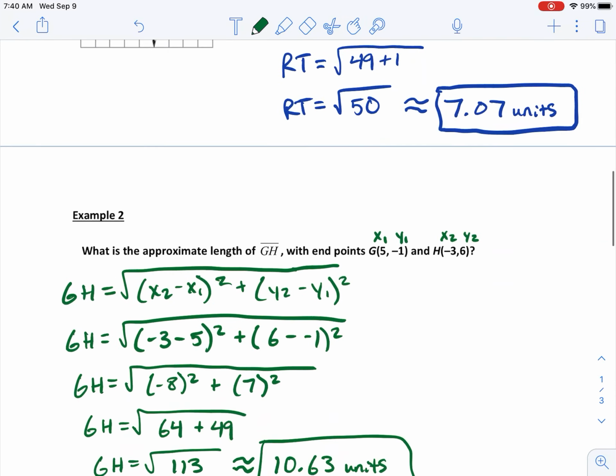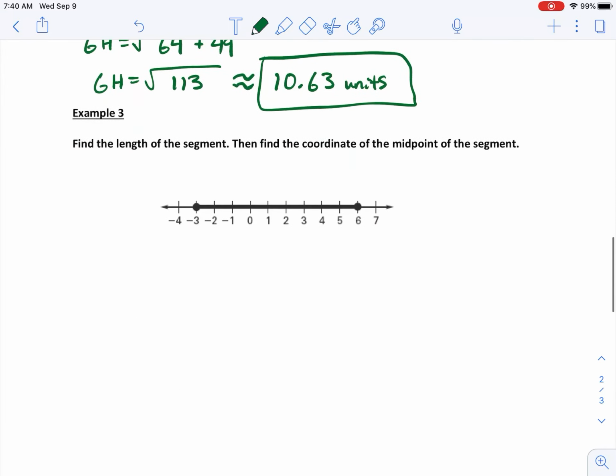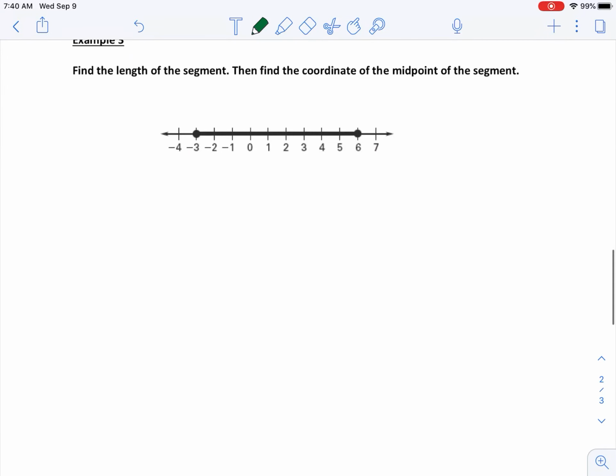So 2 examples for you, and again, I post these notes up on Schoology, so take a look. You'll always have them. And then the final one here, find the length of the segment, then find the coordinate of the midpoint of the segment. So we got 2 things. They want the length, so that's distance, and they want the midpoint. So this is kind of going back to, we're not going to use the distance formula. We're going to use kind of the definition of distance, the absolute value.